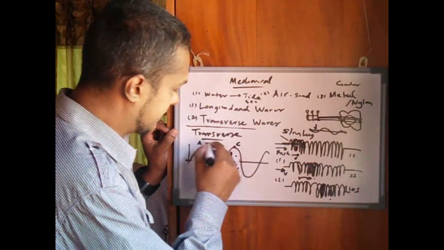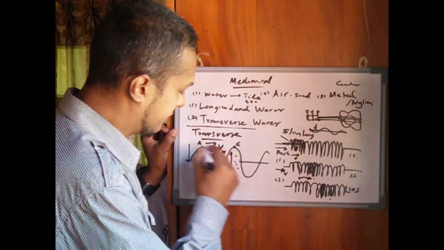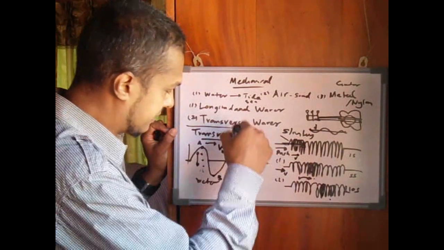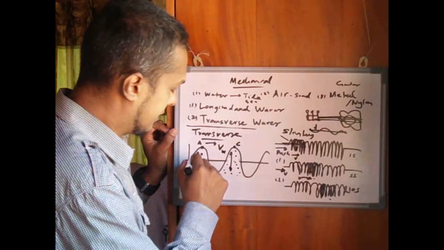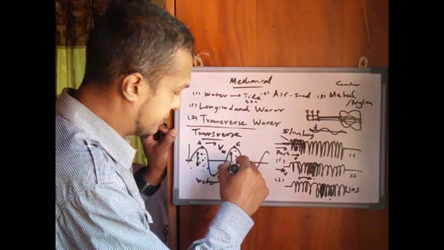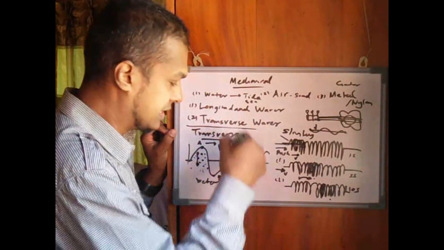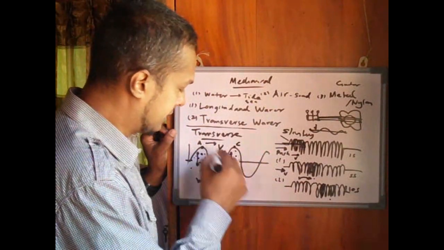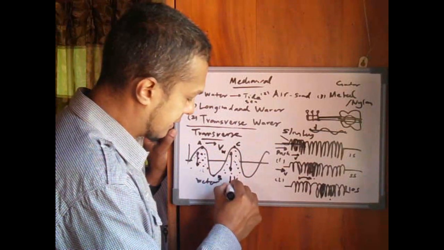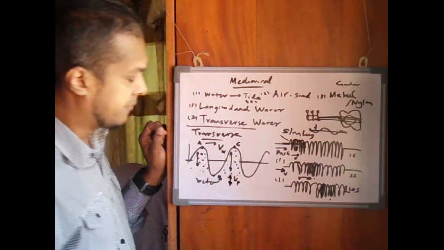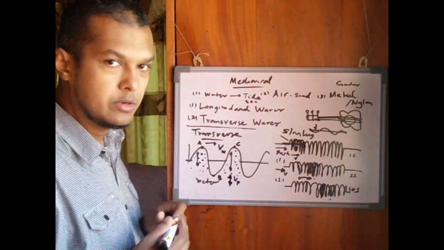The wave's velocity is in this direction, but the particles move, not in the opposite direction, but actually perpendicular to the direction of the wave. These are the VP, that's up and down, that's the direction. So these are called transverse waves.